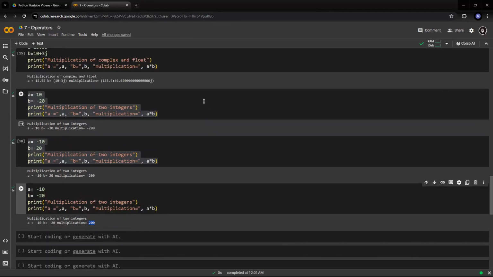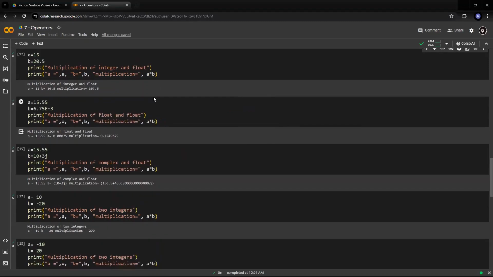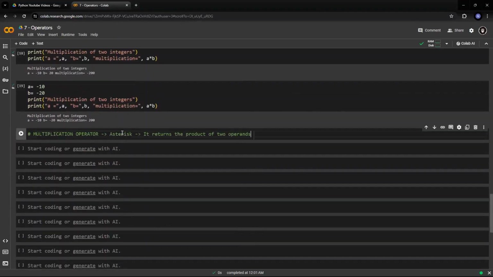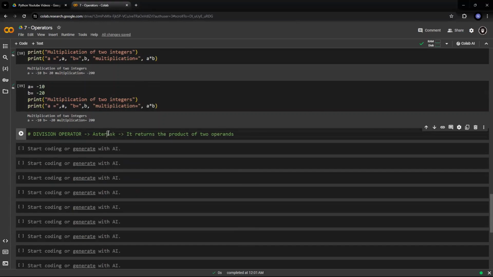So these are the various ways in which you can use the multiplication operator. Now let's move ahead to the next operator, that is division. Division is mostly shown by a forward slash, the symbol we have shown earlier. The result of a division operator is numerator divided by denominator, that is, left operand divided by right operand.